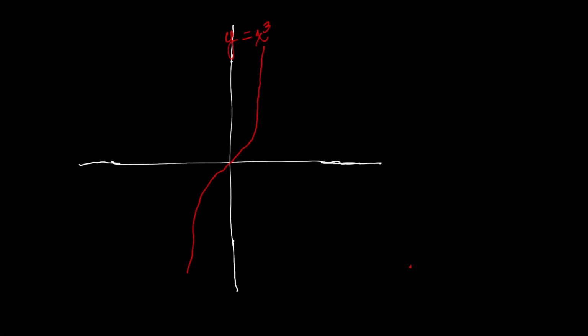A transformation is an operation that changes the graph of an equation. The original graph that we call the pre-image is transformed into something that we call the image. So the type of transformation that we're going to talk about today is called a translation.